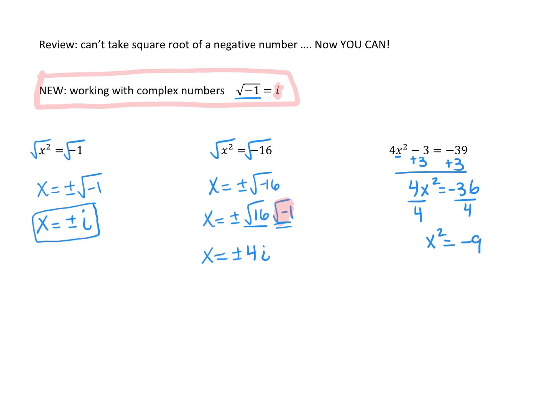So now when I take the square root of both sides, I'm going to end up with x equals plus or minus the square root of negative 9. Now the square root of negative 9 is going to change into plus or minus the square root of 9 times negative 1. So the square root of 9 has become 3, and the square root of negative 1 is i. So it'll be plus or minus 3i.